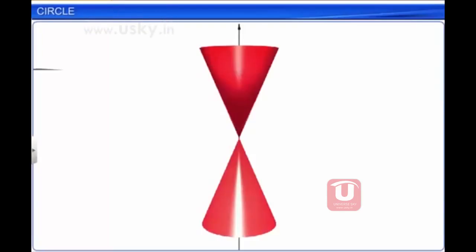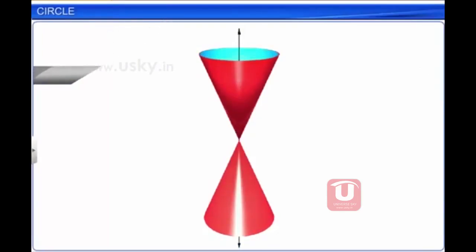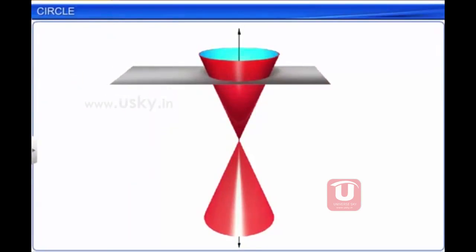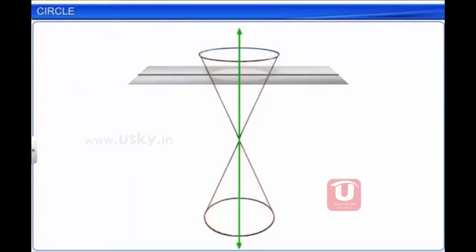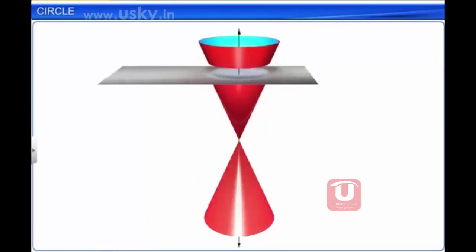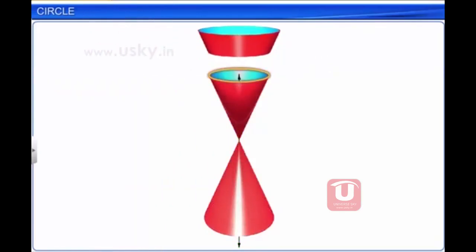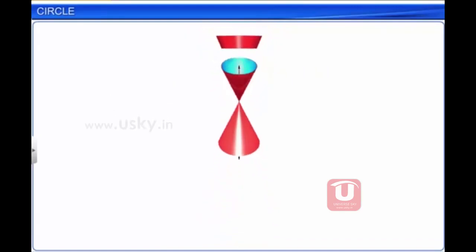You have seen that when a plane intersects the nape of a cone at any place other than the vertex, such that the angle between the plane and the axis of the cone is 90 degrees, the section of the cone is a circle. Let us recall the definition of a circle.